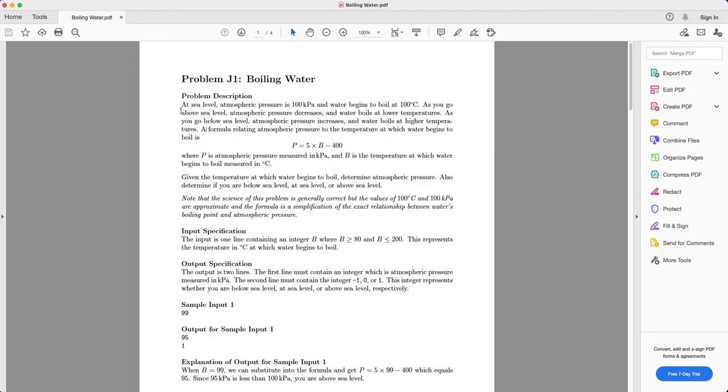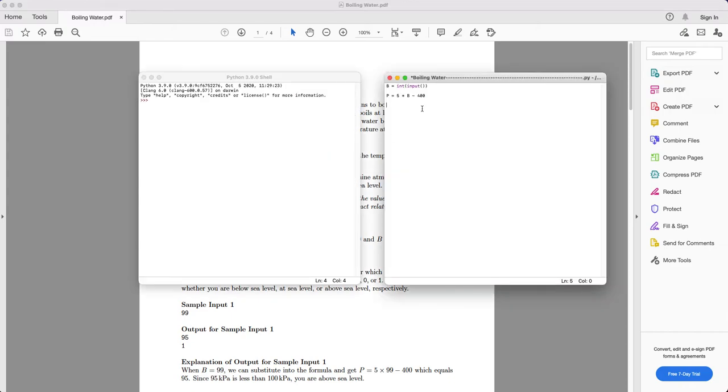We know that if it's at sea level, then AP is 100 kPa. So we can say if P is equal to 100, we can print 0, or actually we can print P first, and then print 0, because we need to return both.